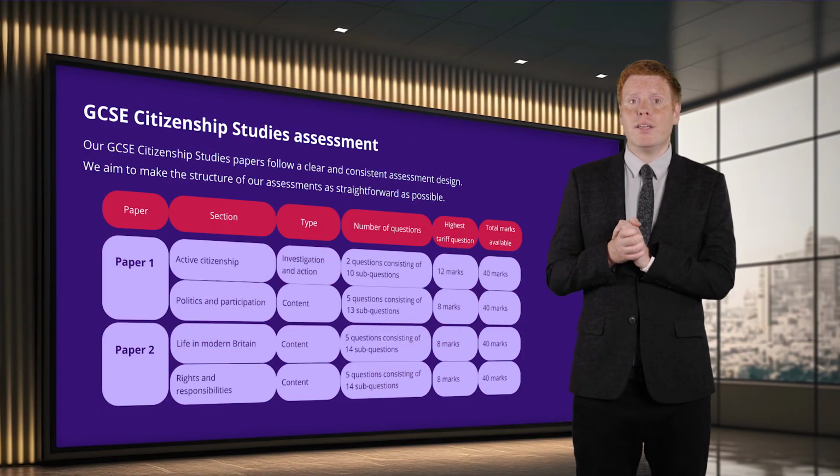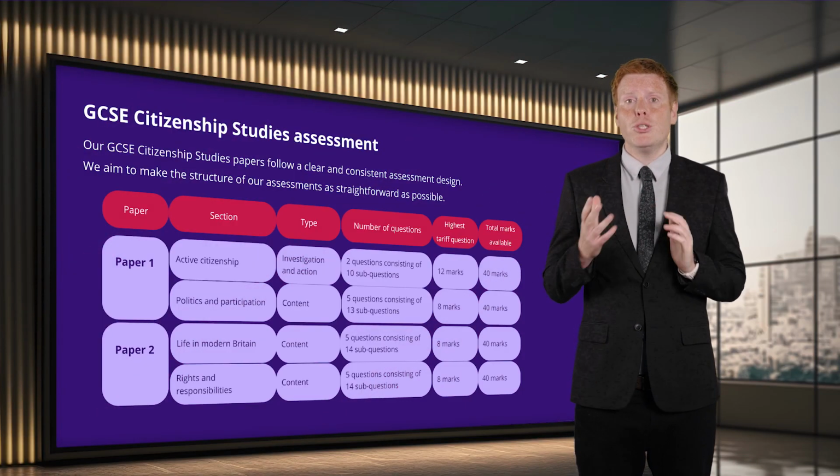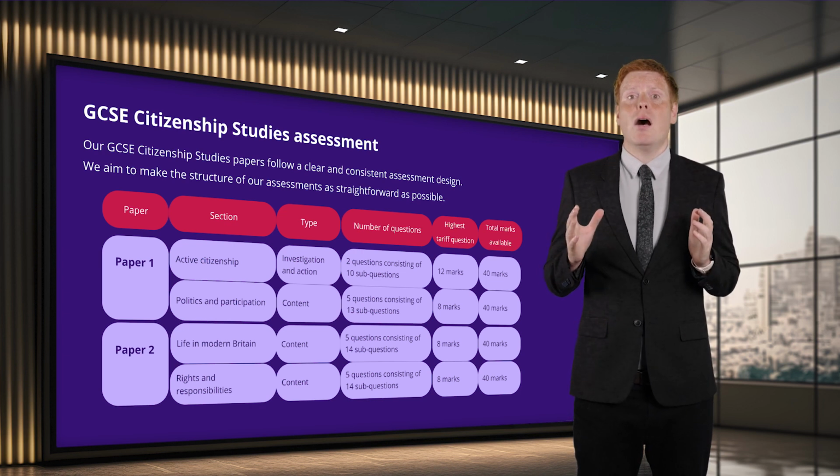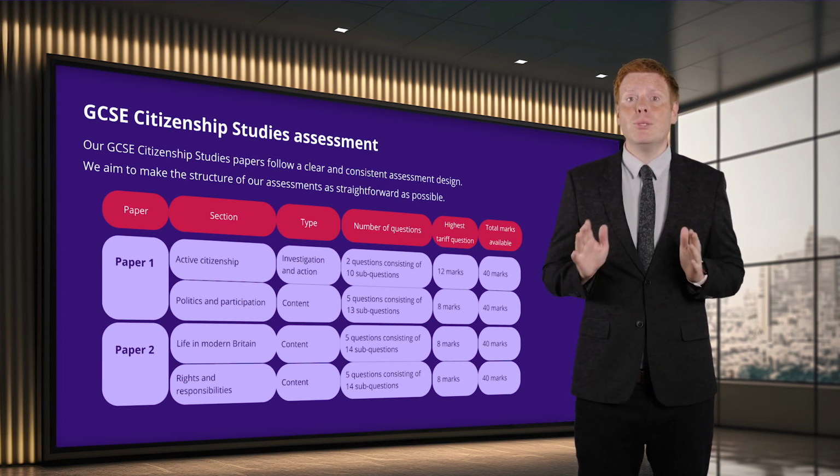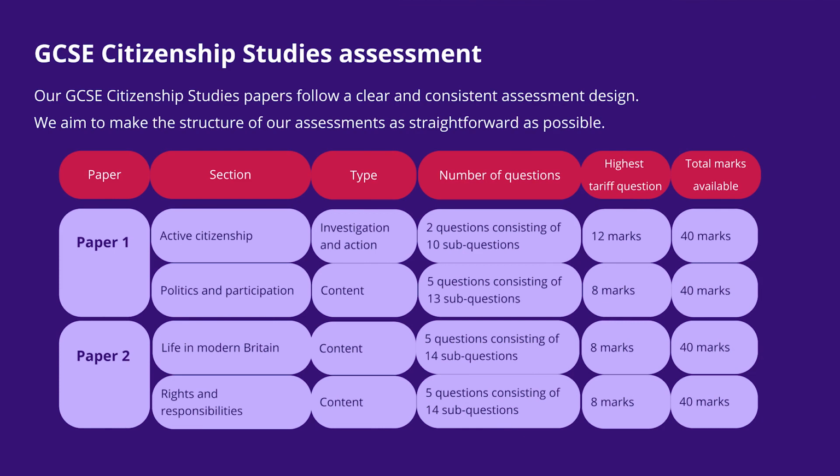As can be seen in the graphic, our assessment consists of 2 papers, both worth 80 marks. Each paper is split into 2 sections. Paper 1 includes questions on active citizenship and politics and participation, whereas Paper 2 consists of questions on life in modern Britain and rights and responsibilities. Across the 2 papers, we use the same question types: multiple choice, short answer, source-based questions, and extended answer questions.